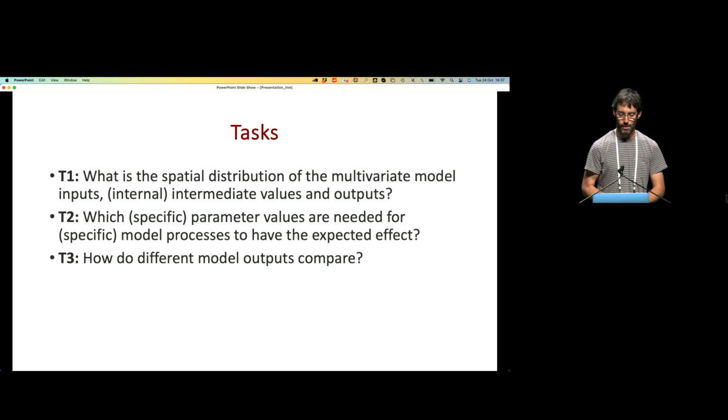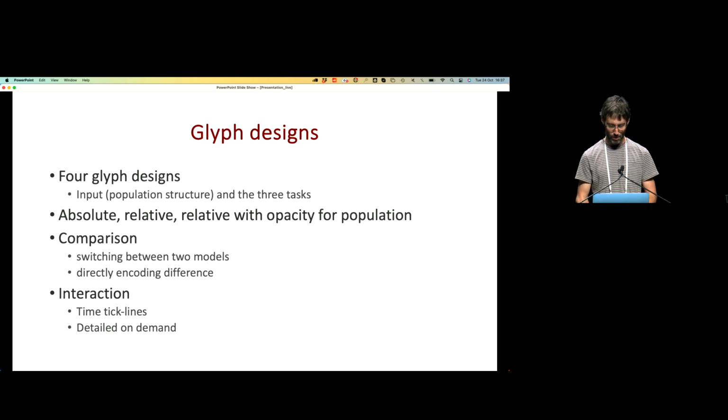Our tasks were to look at the spatial distribution of the multivariate model outputs. And we wanted to be able to look at what parameter values are needed, and whether the specific model processes had the expected effect. And also, how do model results compare? There's lots of what-if modeling. What if we lock down population? How will the differences in the outputs be? That was one of the tasks we wanted to support.